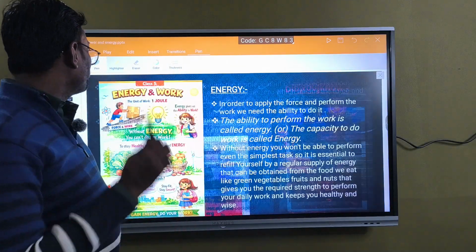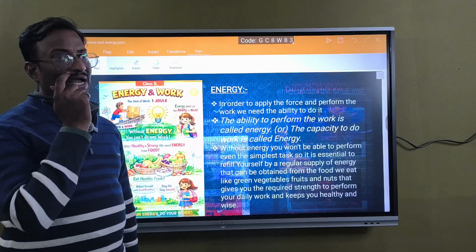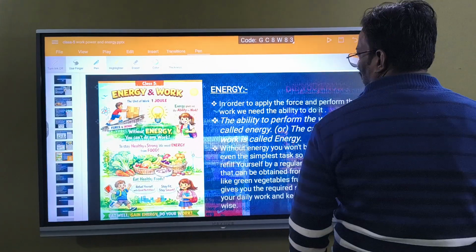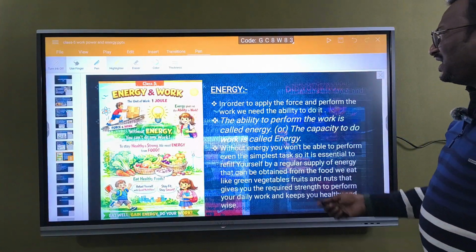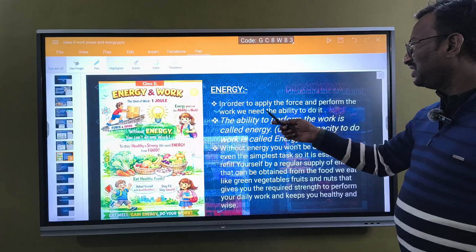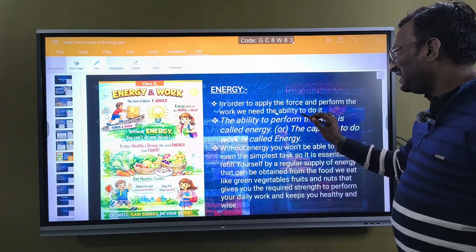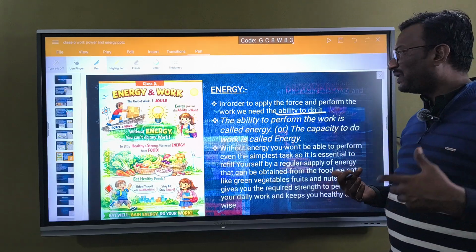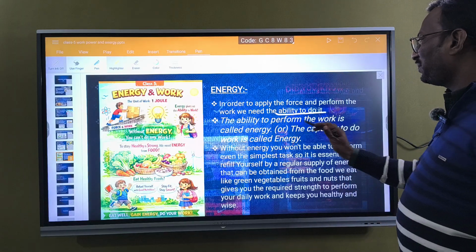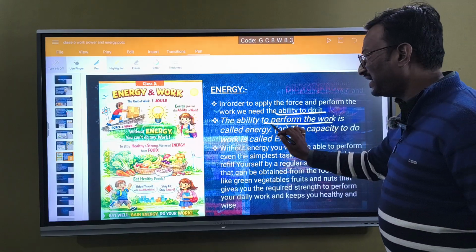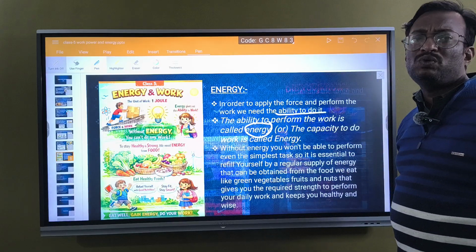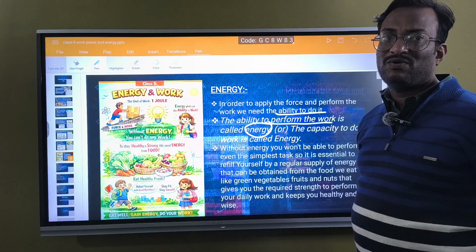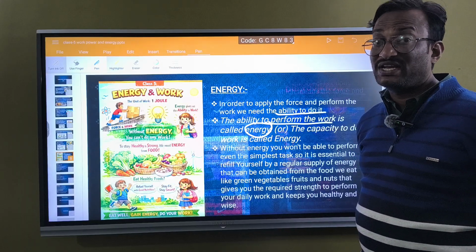And then one more is, now we go for energy. Till now we have studied about work. Now we go for energy. So what is energy? In order to apply force and perform work, we need some ability. The ability to perform the work, that ability we call energy. Suppose you have not eaten food for 2 days, can you make 10 rounds around your home? Highly impossible, because you don't have energy.